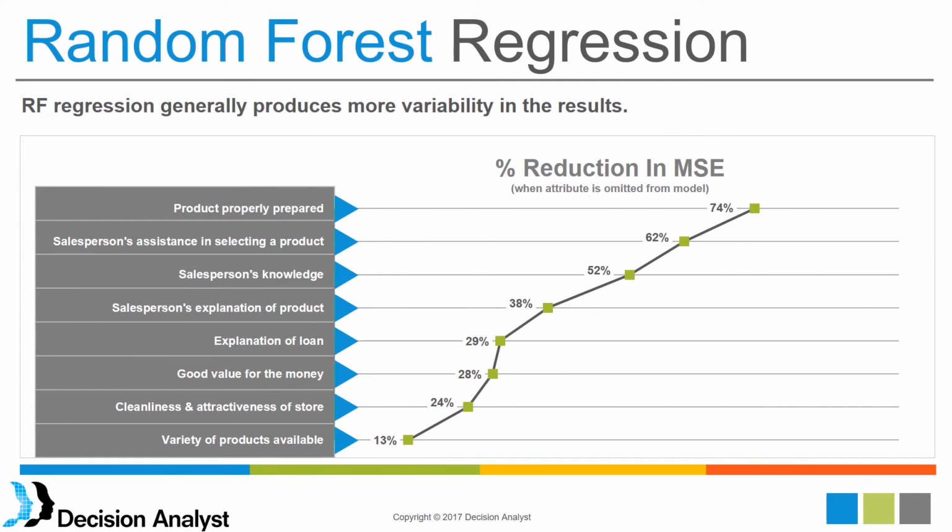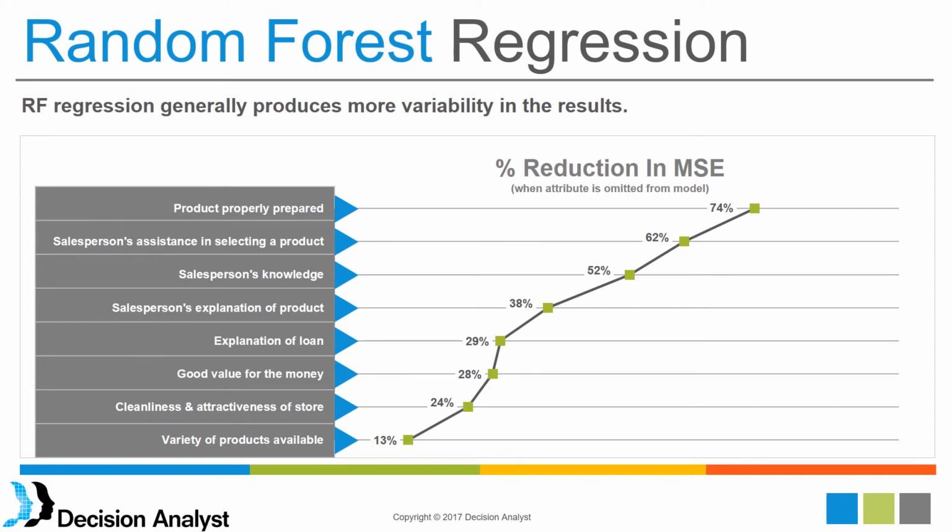For all its complexity, random forest, which is an ensemble prediction technique, produces a very understandable output. You'll notice very quickly, so we're using the same attributes, that the variability in the importance is much greater. The product properly prepared has an importance value of 74%, and the last attribute, variety of products, has an importance of 13%. You can see from this analysis that the results are very clear.